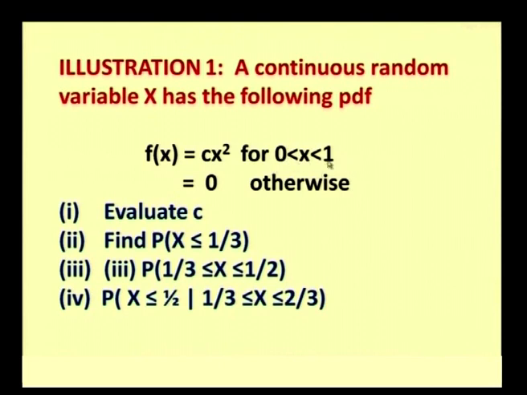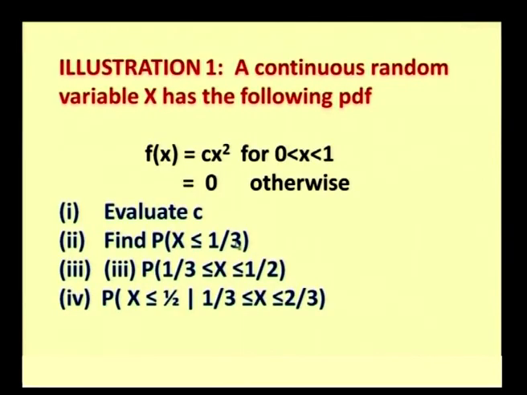When x takes the values in an interval 0 to 1, it is obviously a continuous random variable. No need to mention in the question it is continuous also. When x takes the values in an interval, it is automatically a continuous random variable, is equal to 0 otherwise. First of all, you have to evaluate c. Whenever a constant is given in a PDF, first job is to obtain the value of the constant, then only you have to proceed to find out the probability.